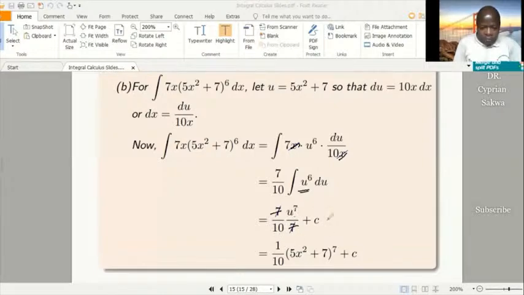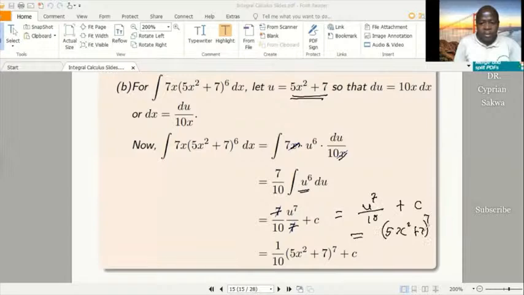So what are we left with? We are left with u raised to 7 out of 10 plus c. But what was u? Just go back to where your u was. Your u was 5x squared plus 7. So this is our u. We raise it to 7, then divide that by 10, then add a constant of integration. That's what we get when you do that.